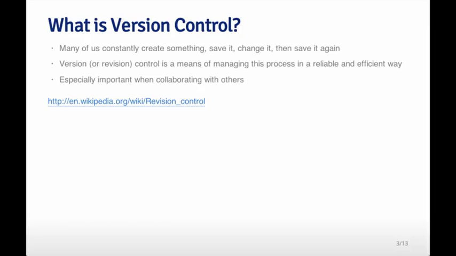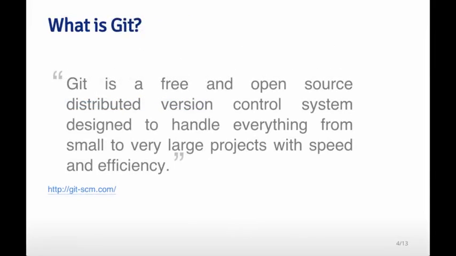And so version control means we're just going to try to save or manage all of those intermediate files. And it's really important when you're collaborating with others because they might be using a different intermediate file, and you might want to know how to coordinate what happened when you get to the final version. So Git is a free and open source version control system.